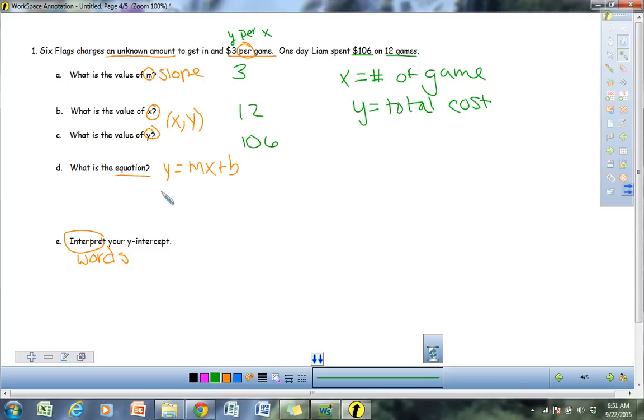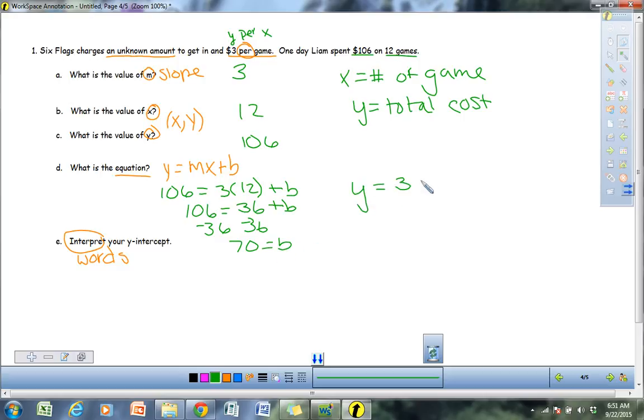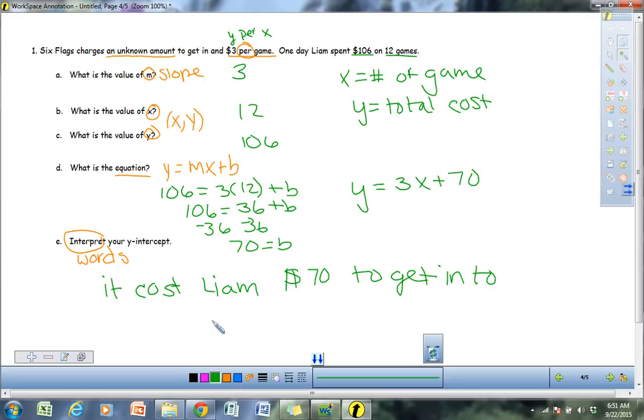Now, if I plug into my equation, I have 106 equals 3 times 12 plus b. That's my unknown amount, I don't know how much I spent to get in, so I have to solve for b. 3 times 12 is 36 plus b. Subtract 36, and I get that 70 equals b. Now I need to make sure that I write my equation, y equals 3x plus 70. So to interpret my y-intercept, I have it cost Liam $70 to get into Six Flags.